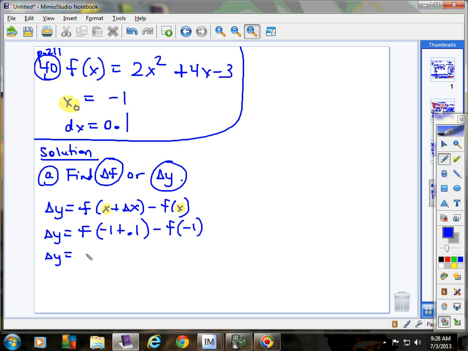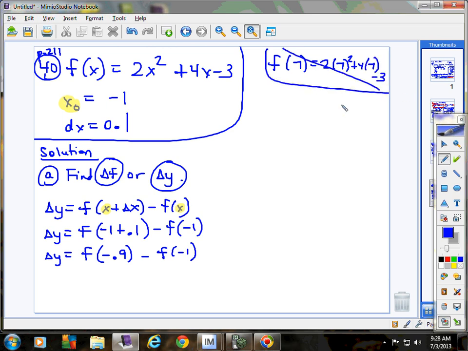Now we just got a bunch of numbers. So we got f of -1 plus 0.1, which is -0.9. All right, now we got to substitute -0.9 into the function up here. So it's just like saying, what's f of 7? If it were f of 7, we'd say 2 times 7 squared plus 4 times 7 minus 3. That's how we did that in Math 112, right? We've got kind of a weird x value. It's not 7, but it's still an x. So we're going to put it in for x.